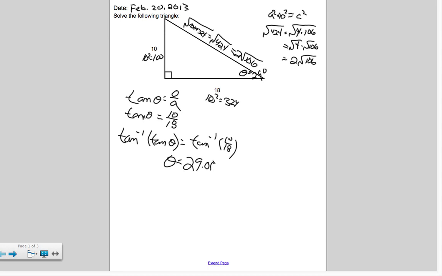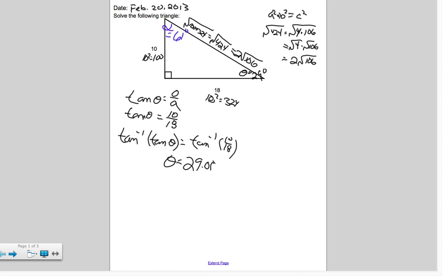So if this is alpha, how do we get alpha? 180 subtract 90. Yeah, we know that all the angles of a triangle add up to 180. So 180 minus 90 is 90, minus 29 is 61.